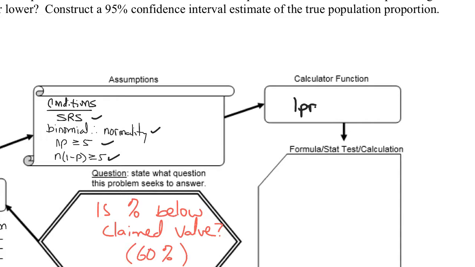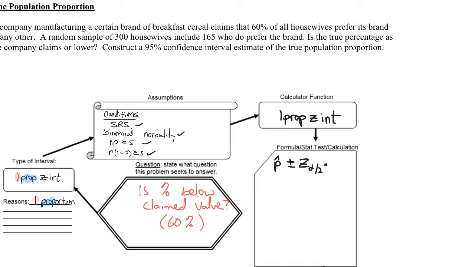Calculator function: 1 prop z interval. All right, so the formula p hat plus or minus z alpha over 2 times. All right, well, that's the big question. Well, it's either pq over n or p hat q hat over n. All right, so it's basically, do we have enough information to assume that this sample is coming from a population or that specific population? All right.